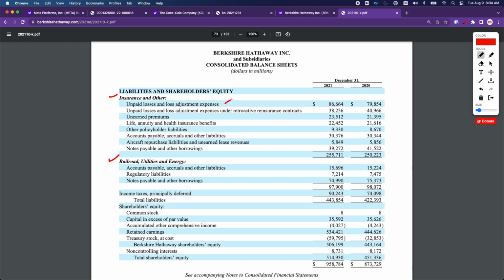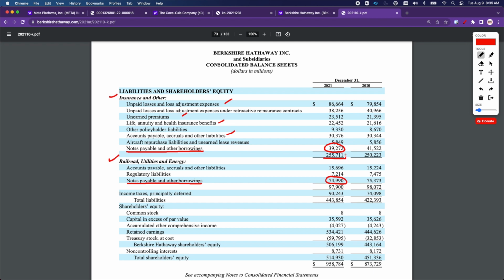For the insurance, we see that they have here liabilities, and we have a bunch of things here. So we have some losses and adjustments, some health insurance benefits, unearned premiums, money owed to third-party accounts, and they also have here what we care about in terms of debt, which will be the notes payable and other borrowings. Okay, we're gonna need this figure later. And then on the railroad, we have a similar breakdown, and we have here the notes payable, so basically short-term debt instruments, 74, almost $80 billion, and that's pretty much it.